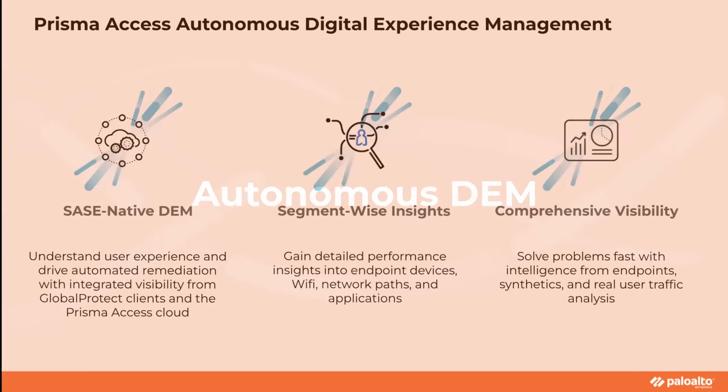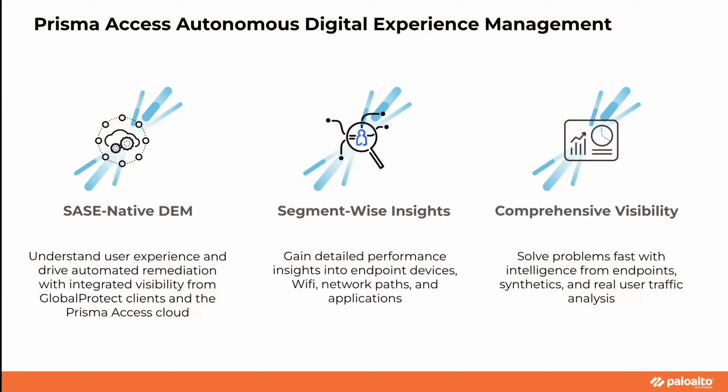Autonomous DEM. Some of the key benefits of the autonomous DEM is SASE native. This is a new technology is now integrated into the Global Protect agent and the Prisma Access cloud, thus not requiring any additional appliances or agents. It gives you segment-wise insights. You now have the ability to pinpoint the root cause of the digital experience problems because you can now observe every point in the service delivery chain. Comprehensive visibility. You will now be able to view the endpoint, WAN, cloud, and app.